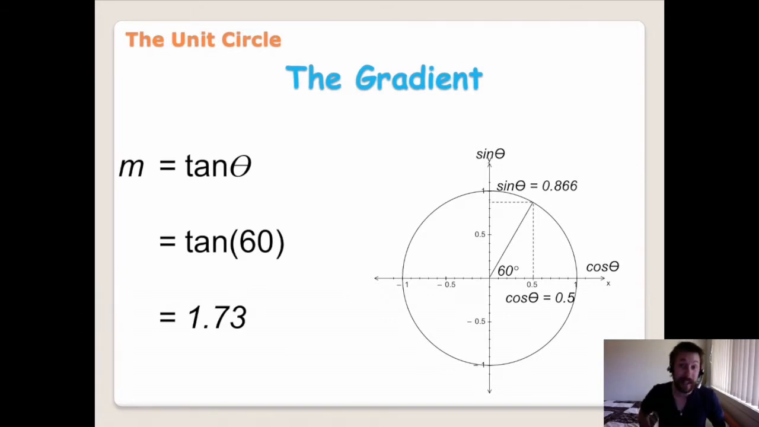Now if you didn't get an answer of 1.73, you need to make sure that you check your settings to ensure that your CAS calculator is actually in degrees mode, not radians or grad, right? Because they're going to give you different answers. So it needs to be in degrees mode. So as you can see, tan 60 is equal to 1.73.